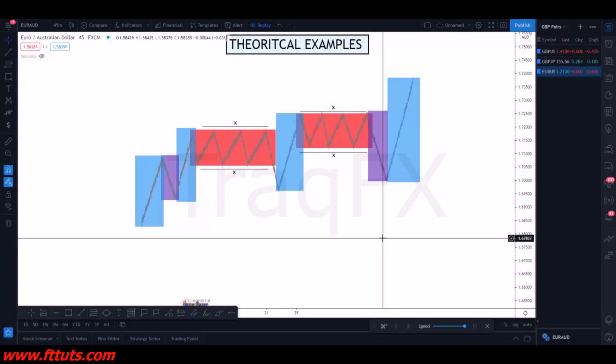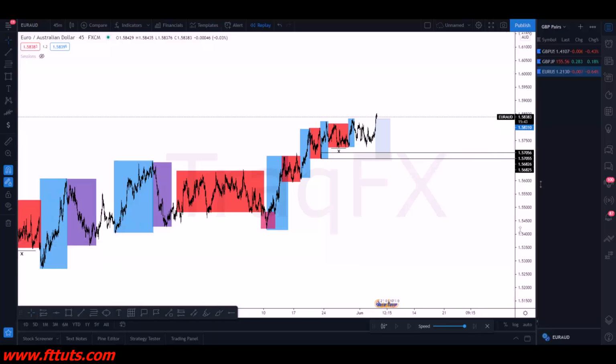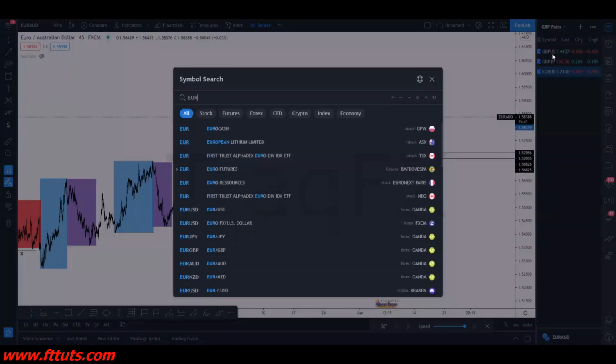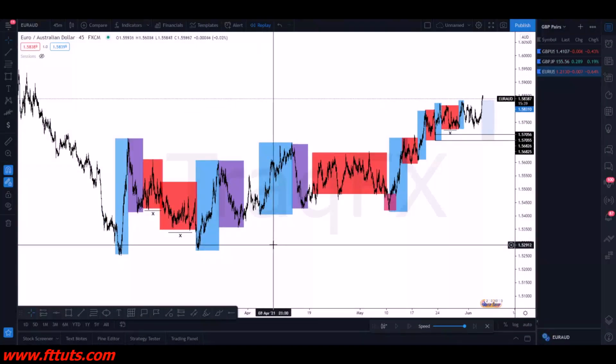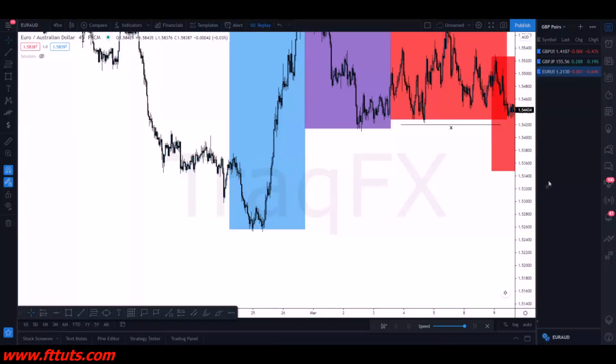Once again, this is theoretical examples. I'll get to real examples in a second. So let me go to Euro AUD, and then we'll look at it from here. Right here, this is our original area of expansion.